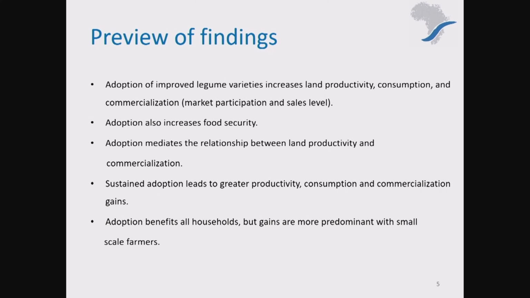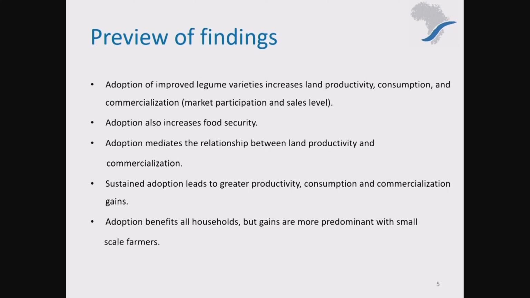So just in case I get caught up with time, this is a big preview of some of the findings from this big research agenda I set out to do 7 years ago. So I see that the adoption of improved legume varieties really increases land productivity, that is yields. It increases consumption, and it increases smallholder commercialization with impacts on poverty. Adoption also increases food security. And one key thing, we find that land productivity really mediates the relationship between the adoption of these improved varieties and commercialization. And we find that households that keep on adopting these improved varieties see greater yields, greater consumption, and greater commercialization gains.